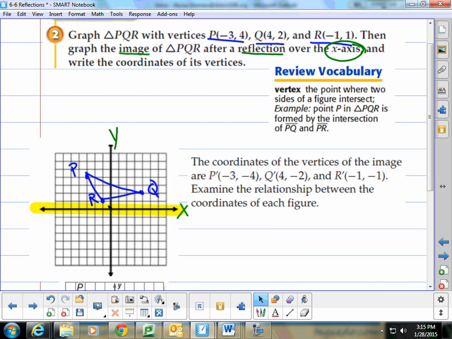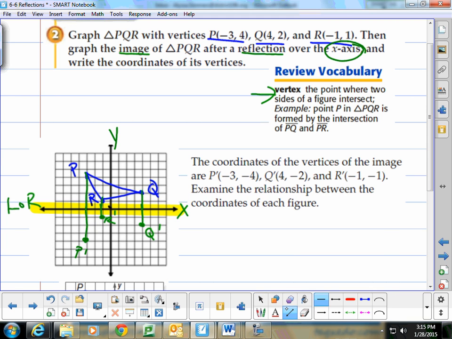So remember from the last one, we need to count how many units away from the line of reflection our vertices are. R is 1 unit away, so we're going to go 1 unit away on the other side. Q is 2 units away, so we're going to do 2 units away to the other side. That's Q prime and R prime. P is 4 units away, so we're going to go 4 units to the other side for P prime.